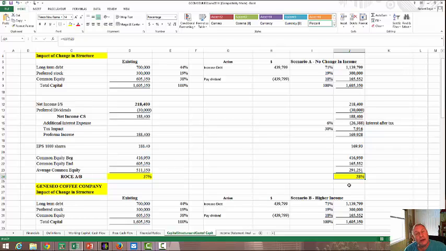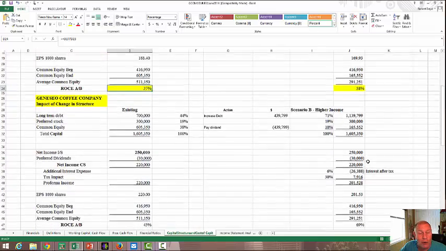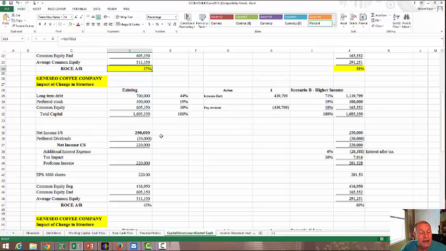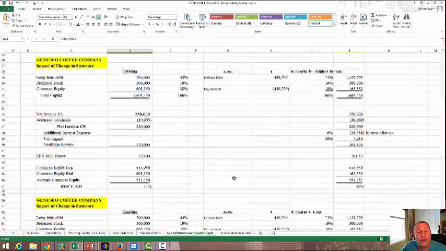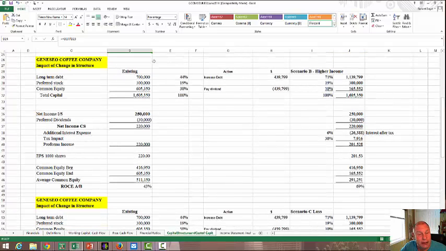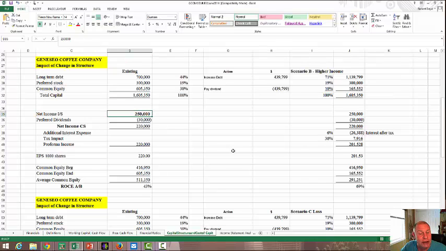Why? Because we utilized debt, which had a lower cost than what we were making on our assets, so we leveraged the firm up. Now, that looks good from this perspective. Let's keep going under another scenario, and let's assume that income goes up. So I didn't change anything here, but what I did change was net income. I made it 250,000.